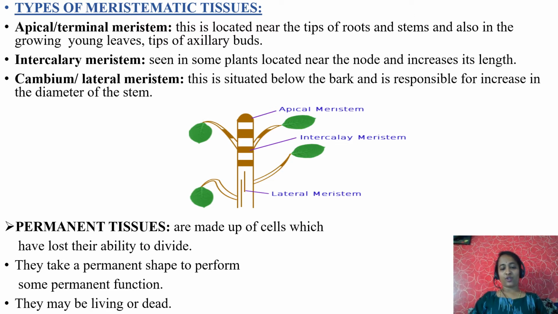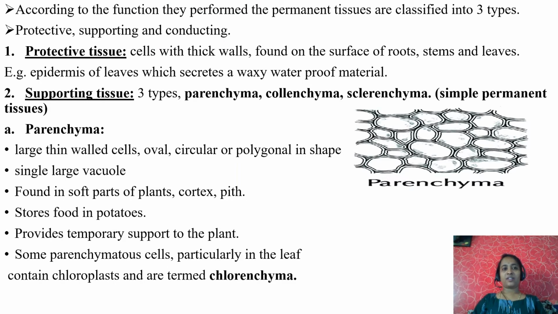Next, permanent tissue. When meristematic tissue loses its capacity to divide, they become permanent tissues. They are made up of cells which have lost their ability to divide. They take a permanent shape to perform some permanent function. They may be living or dead. It depends. Next, according to the function they perform, the permanent tissues are classified into three types.